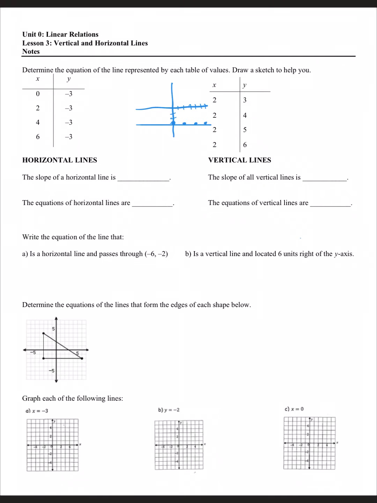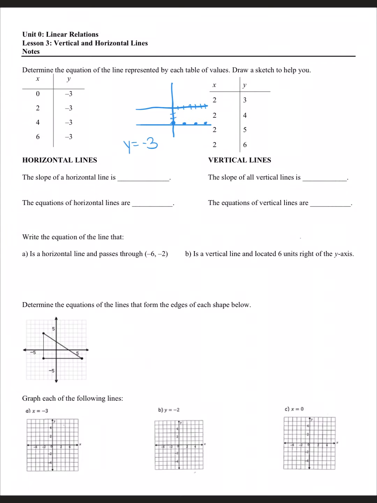So when all of our y values were a certain number, it resulted in us having a horizontal line. So we can see that in this case, all of our y values were equal to -3. So our equation of our horizontal line is always going to be y is equal to some number because all of the coordinates have a y value that is the same.